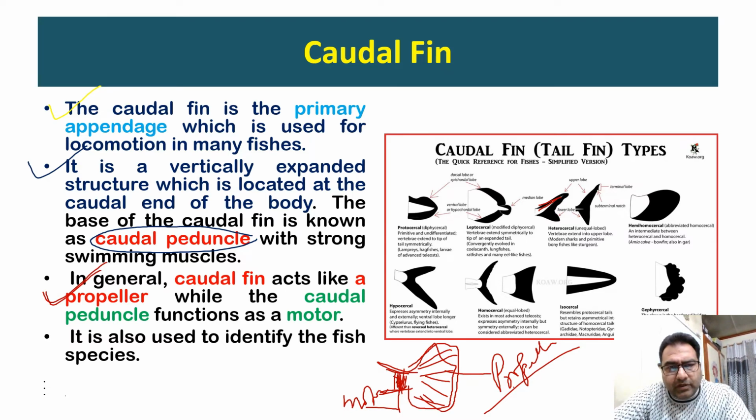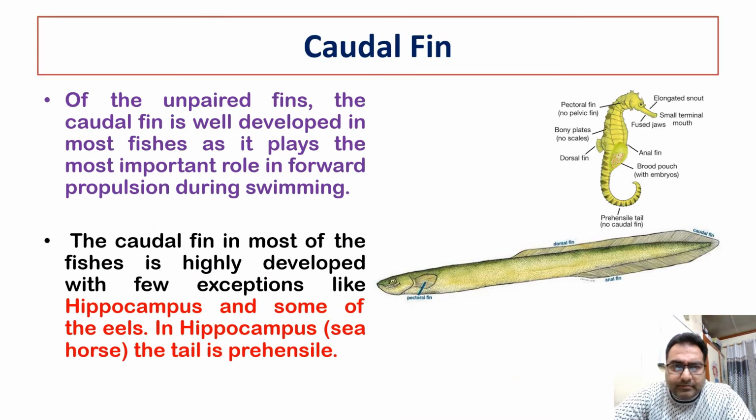It is usually used to identify the fish species as well. The caudal fin also helps to identify the fish, because different kinds of fishes have different types of caudal fins. We shall be talking about the modifications just after a few slides.